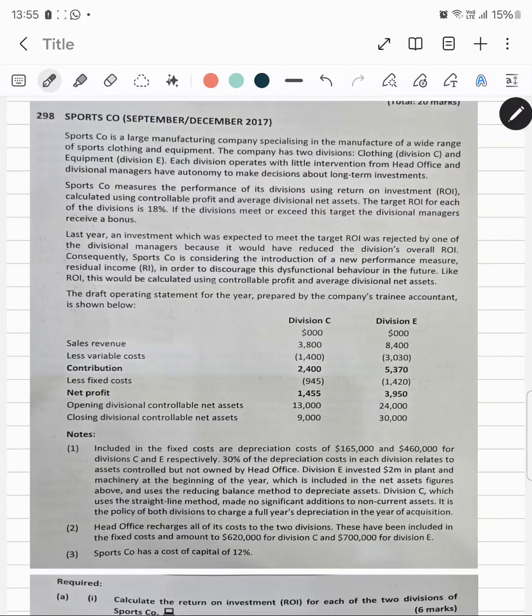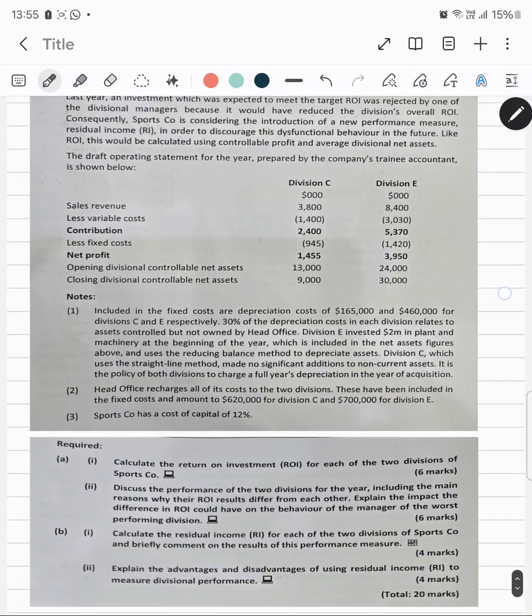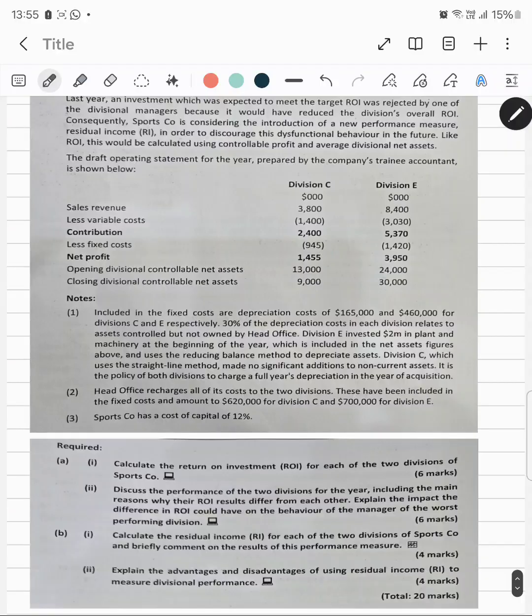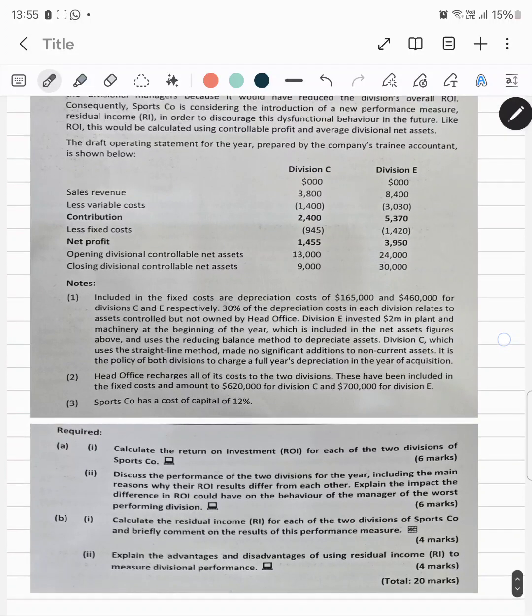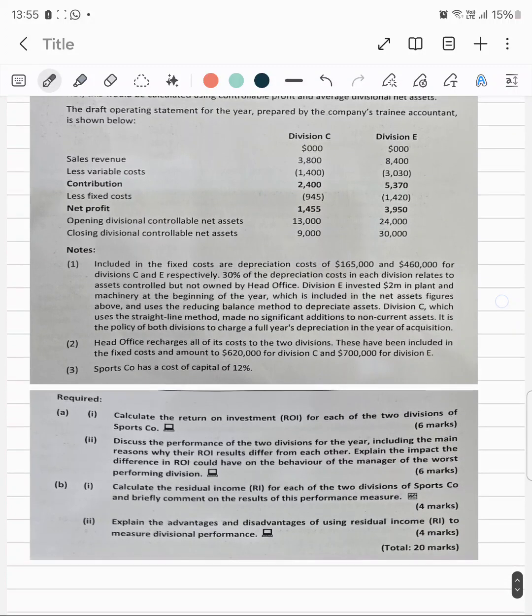Okay, in order to discourage this dysfunctional behavior in the future, like ROI, this would be calculated using controllable profit and average divisional net assets. Okay, so information for division C and division E is given, and opening balances of controllable net assets and closing balances are also given. Okay, what are the notes?